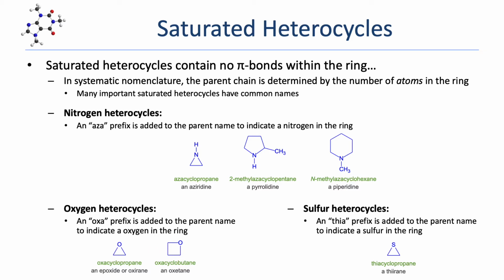Saturated sulfur heterocycles are also somewhat common. The prefix thia is added to the parent name to indicate that one of the carbons in the ring has been replaced with a sulfur. Here we see an example of a thiacyclopropane, also called a thiarane. With respect to reactivity, saturated heterocyclic compounds react similarly to their acyclic counterparts. Cyclic amines react largely like acyclic amines. Cyclic ethers react similarly to acyclic ethers.